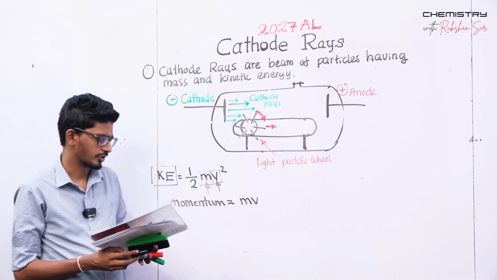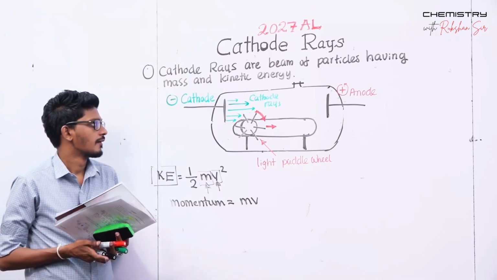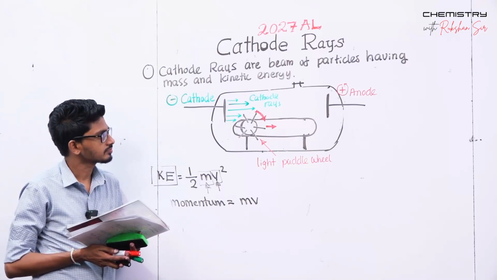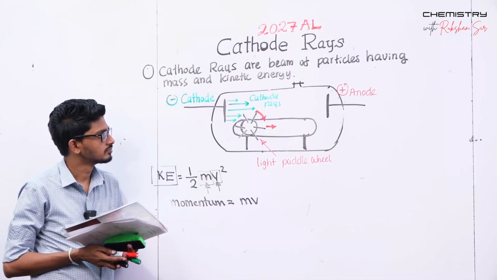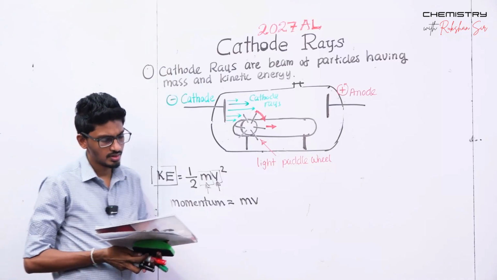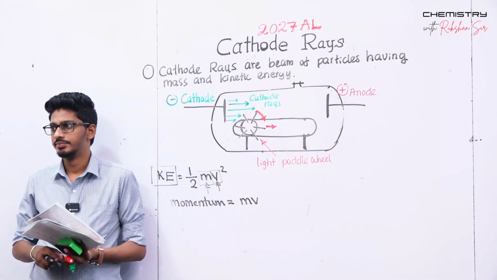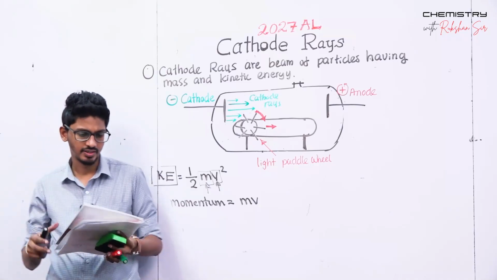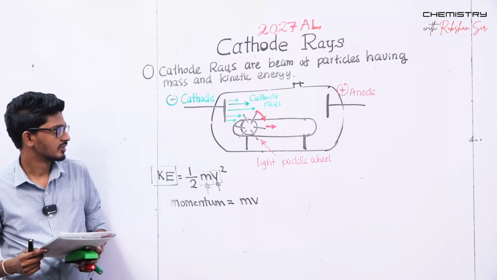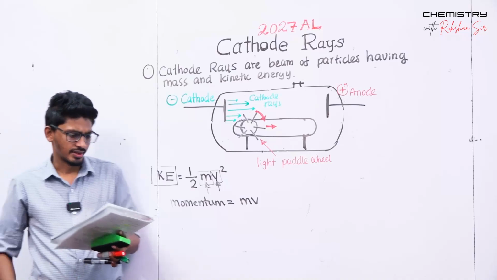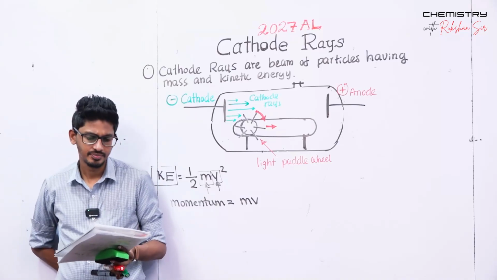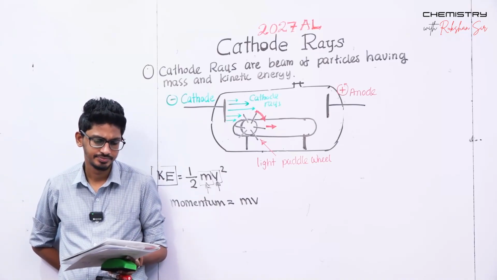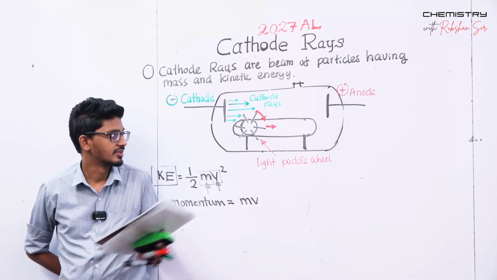So the light paddle wheel rotates actually, right? Okay. Let's write the things, right? This is clear? Right. Let's write these things here. First point. With the picture, just write these ones.